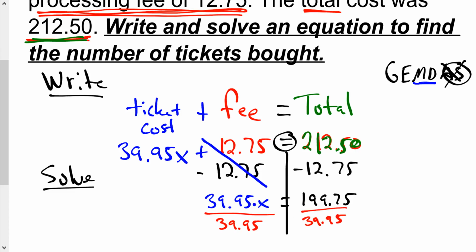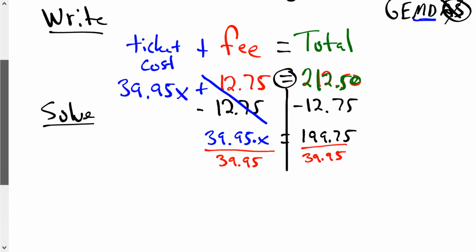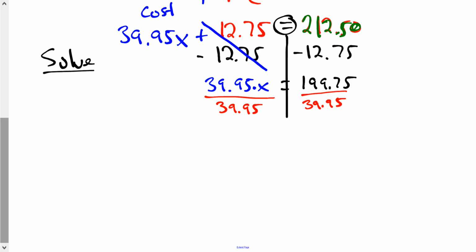And divide both sides by 39.95. On the left-hand side, I'm going to cancel these out. They don't really cancel out. 39.95 divided by 39.95 is actually 1. So it's going to leave me with just 1x, or x, equals, and if you plug this into your calculator, 199.75 divided by 39.95, you're going to get 5. So x equals 5.